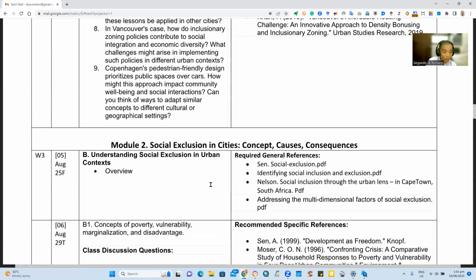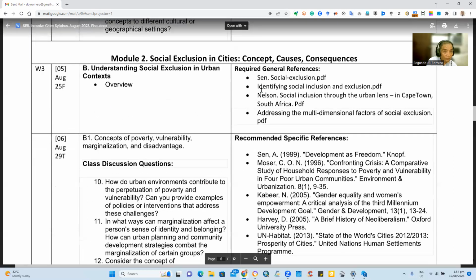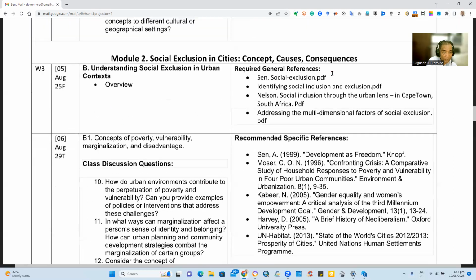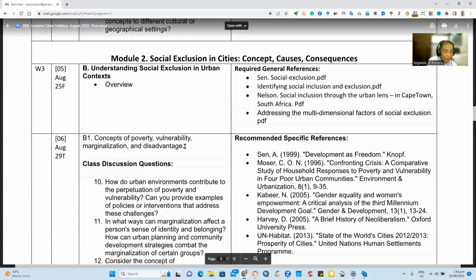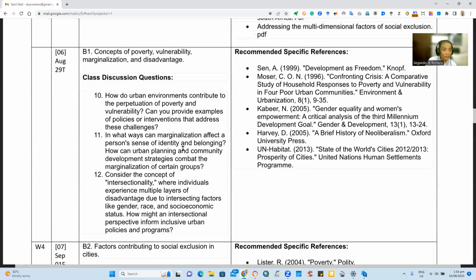Then we go into Module 2, Social Exclusion in Cities: Concepts, Causes, Consequences. We have here a deeper understanding of what social exclusion means. So we have required reading. You will have, of course, Amartya Sen, Social Exclusion, and some other general readings. And then B1, Concepts of Poverty, Vulnerability, Marginalization, and Disadvantage.